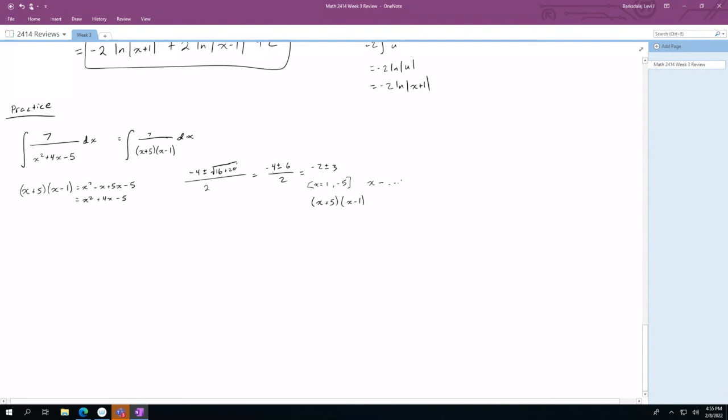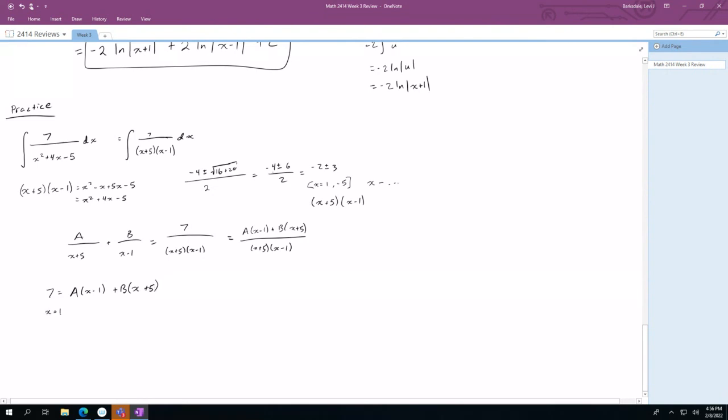All right. So we've got our roots, which means we can write a over x plus 5 plus b over x minus 1 should equal 7 over x plus 5 times x minus 1. Now cross multiplying, we get a times x minus 1 plus b times x plus 5, all over the same thing, which means that 7 should equal a times x minus 1 plus b times x plus 5.